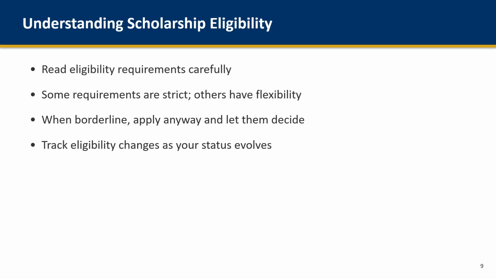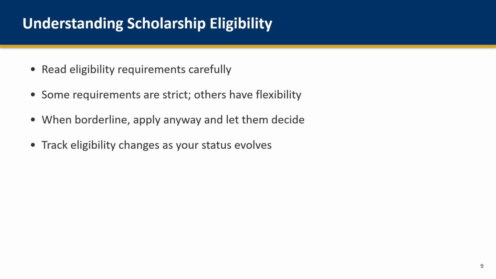Some requirements are strict while others have flexibility. A scholarship requiring 3.5 GPA may strictly require 3.5. A scholarship preferring 3.5 may consider strong candidates with 3.4. Language indicating preference versus requirement signals flexibility.